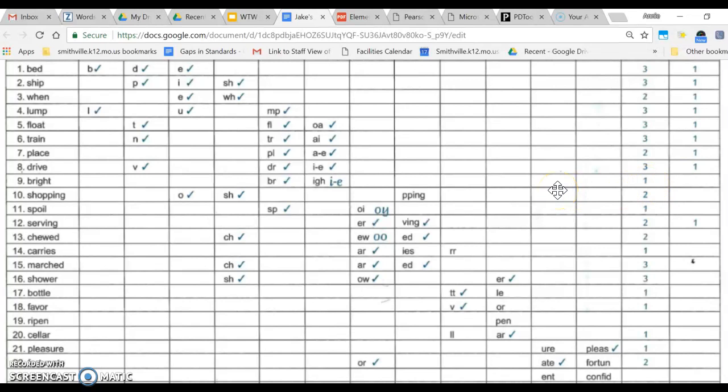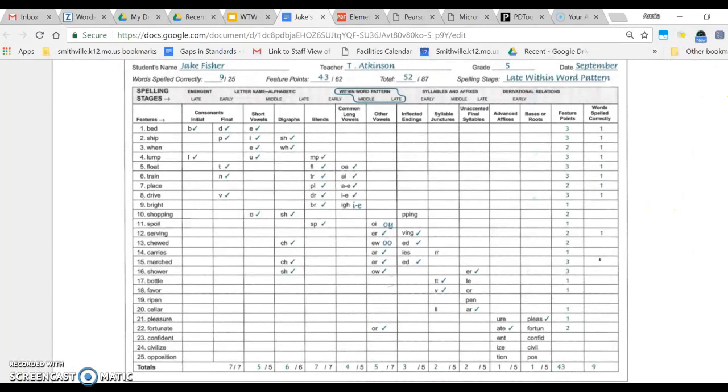Okay? And then you'll see that they did not get the point for spelling it correct, which is the last column, words spelled correctly. Give them 1 point if they spelled it correctly, no points if they spelled it incorrectly. So they do get points for spelling correctly, and they get points for having the features or the patterns correct in the words. So after you have all that done, you'll add up this column, put the total there. It's 9 for this particular student.